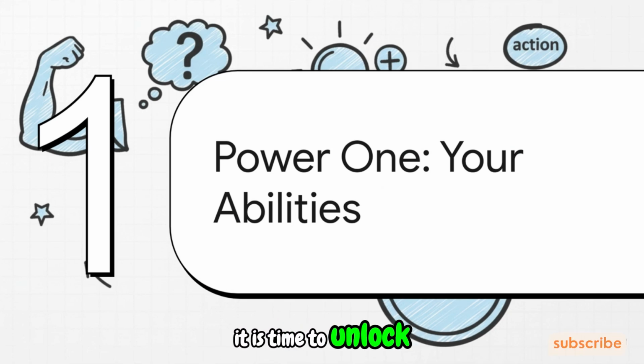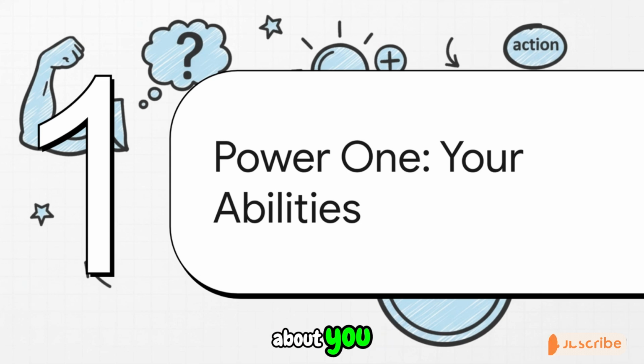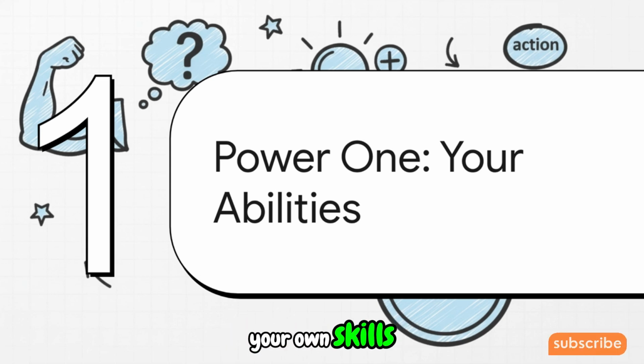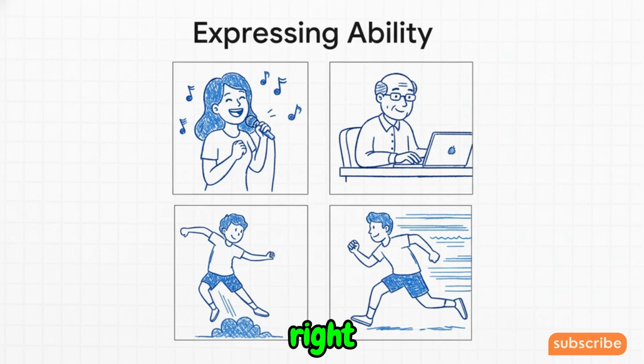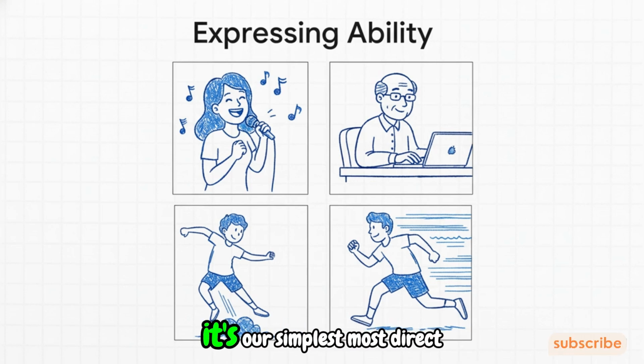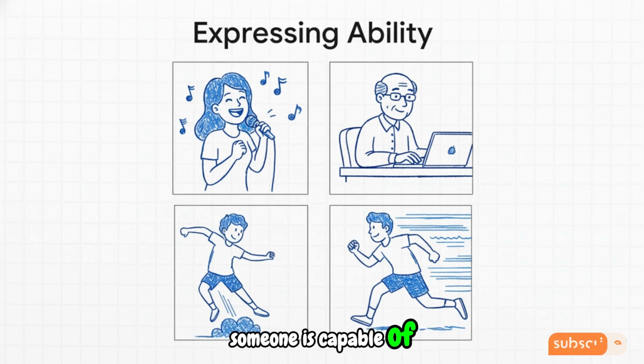It is time to unlock the very first superpower of can. And this one is all about you, what you're able to do, your own skills, your hidden talents, all of it. I mean, think about it. She can sing. My grandfather can use a computer. These are all just abilities, right? Can is the little word that brings them to life. It's our simplest, most direct way to talk about what someone is capable of.